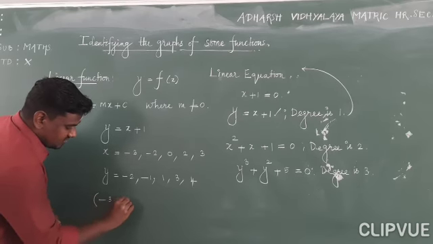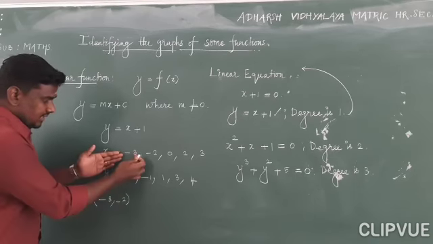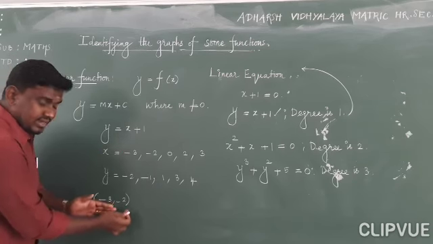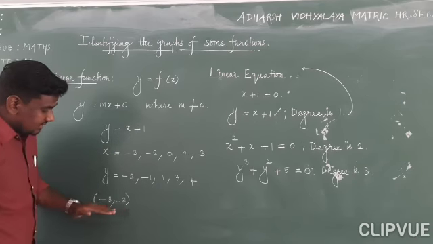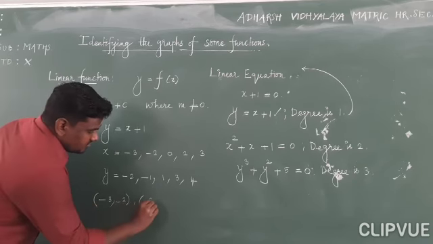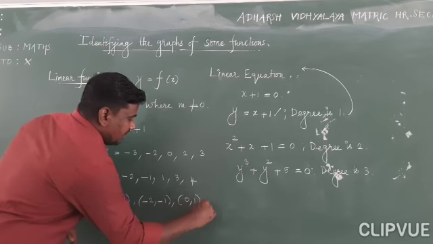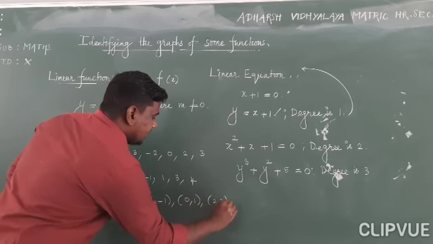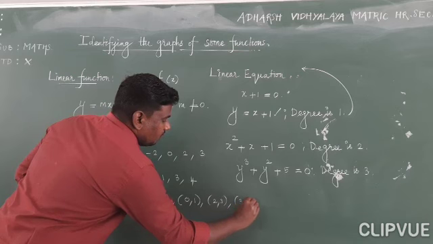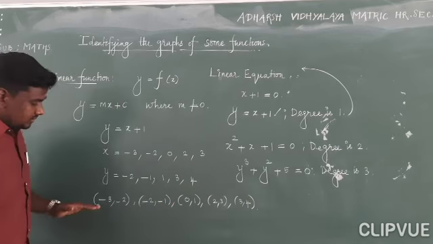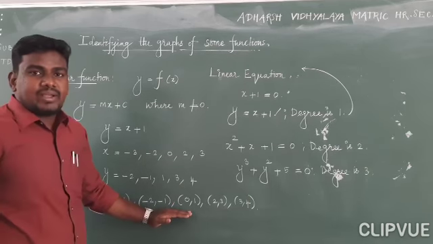Minus 3 comma minus 2. The first one is the x value, this is the y value; we consider it as a point. So the second one, minus 2 comma minus 1, 0 comma 1, 2 comma 3, and 3 comma 4. Okay, so these are the required points.